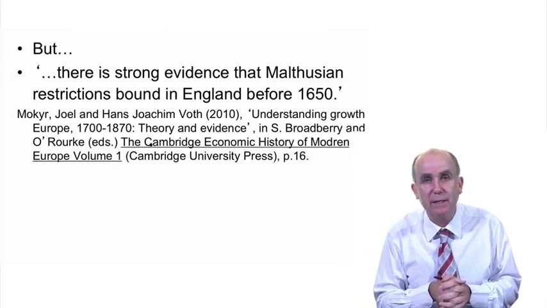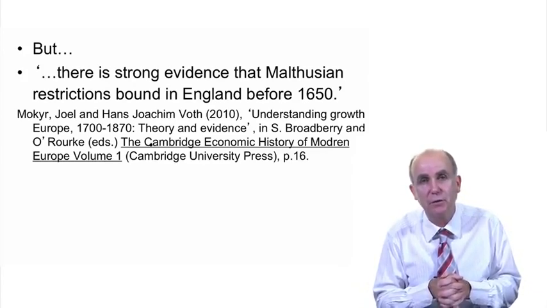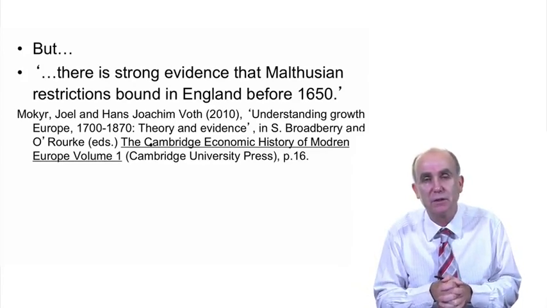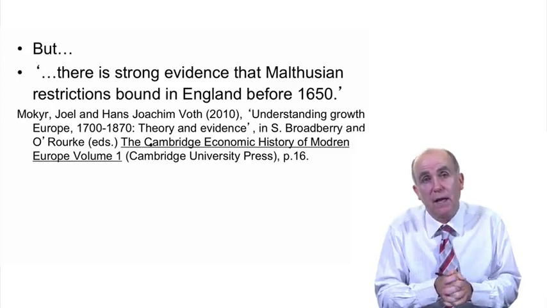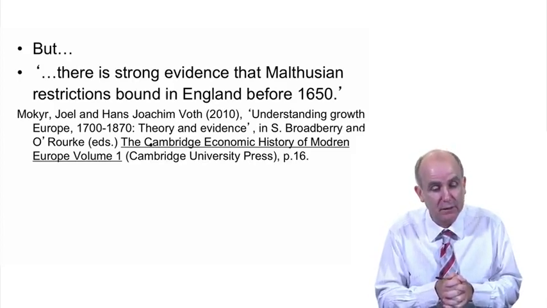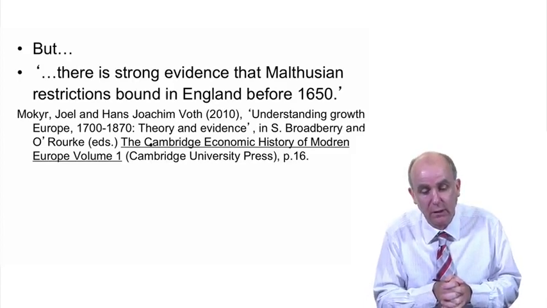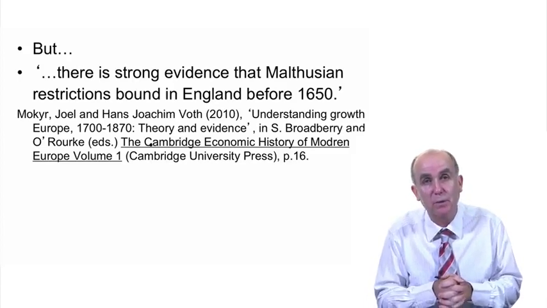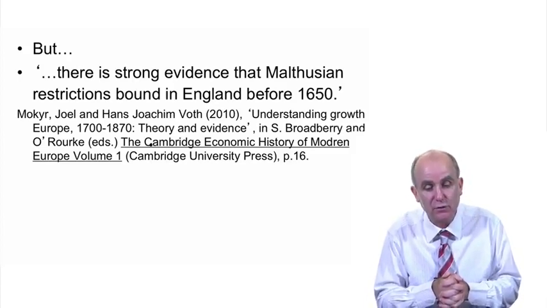It does seem generally accepted, though, that Malthus's story about the capacity to produce food through the law of diminishing returns constraining the rate at which population and income could increase provides a large part of the story about what was happening in Europe and England before 1650. And so Joel Mokyr and Hans-Joachim Voth, who've reviewed the evidence on what was happening in this period, conclude that there's strong evidence that Malthusian restrictions bound in England before 1650.